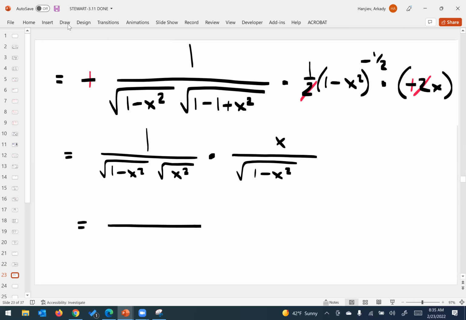So notice the square root, this piece and this piece, they're the same thing. So they're actually just going to be this right here in this little circle. The x is going to move to the top here, and square root of x squared just becomes x. So in this case, the x's cancel each other, and we're left with this right here. Okay, boom. I think we're done.